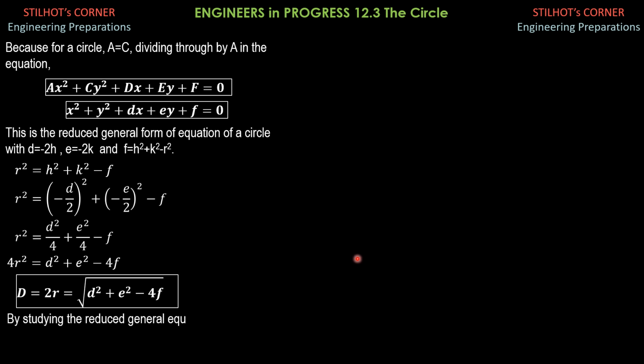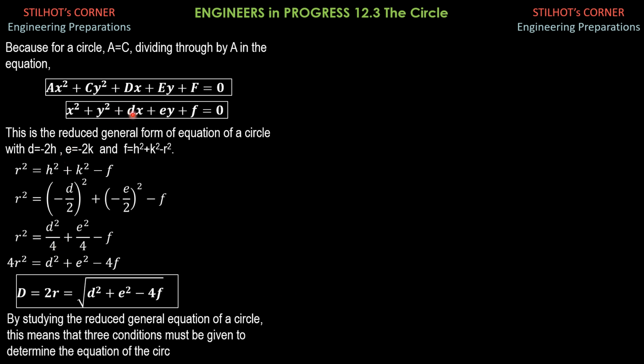So by studying the reduced general equation of a circle, this means that three conditions must be given to determine the equation of the circle. So this is the reduced general equation of a circle. In order to find the equation of the circle, we must know D, E, and F. So that means three conditions must be given to determine the equation of the circle. Then the radical axis is any one of the following. One is the line segment, when extended, joining the points of intersection of two circles.